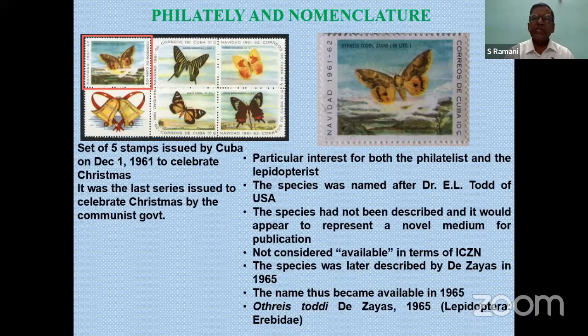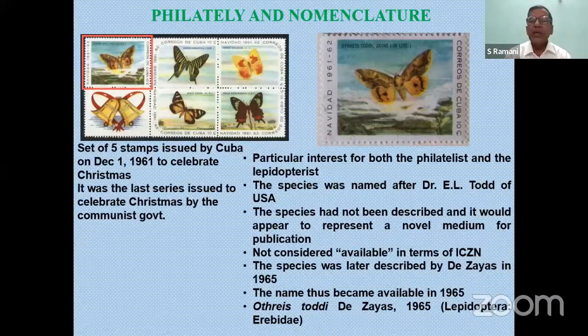Basically, because this species was named Otheris toddy, it's an octoid, and it was named Otheris toddy and put on the stamp. But you can see here it also says "inlet." Inlet actually means "in communication." But the species had not been described, and it could have been a very novel medium for publication.